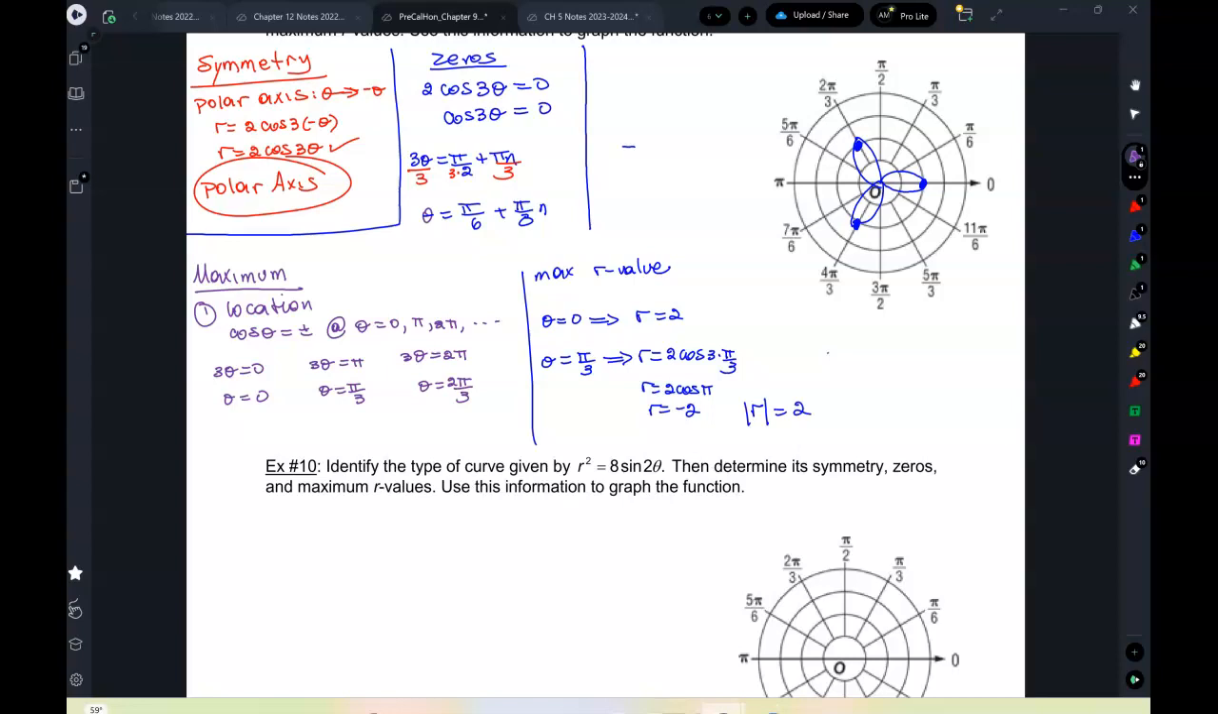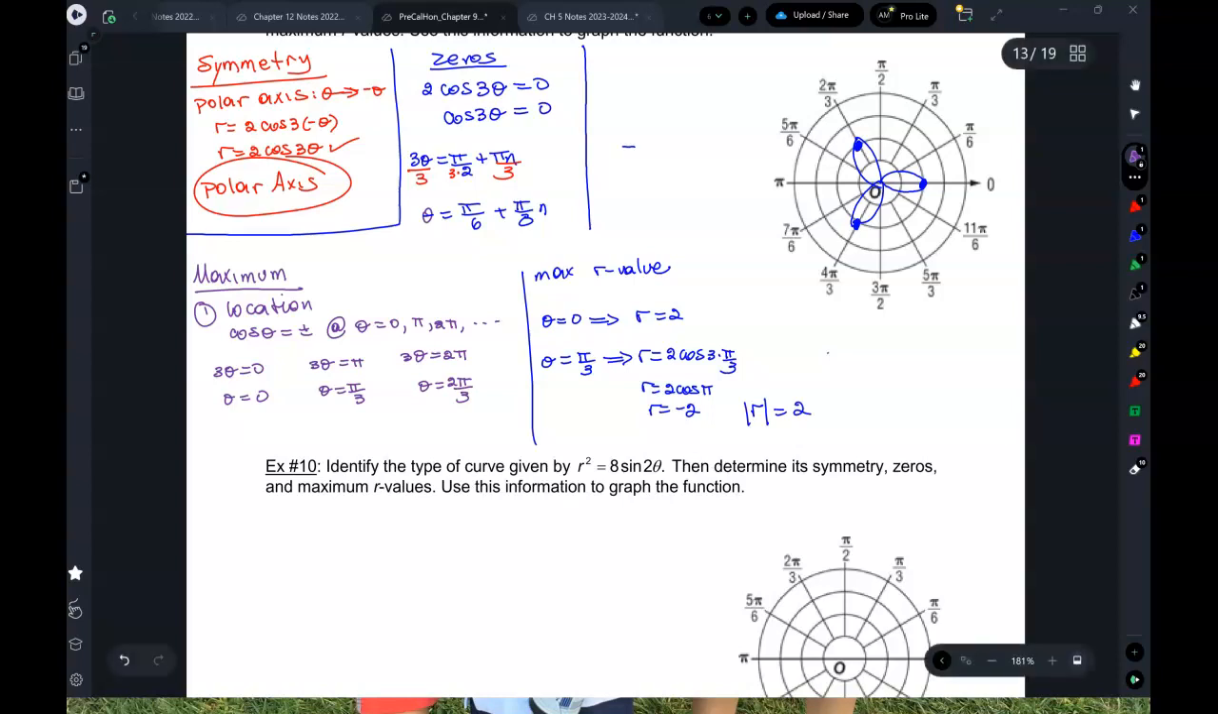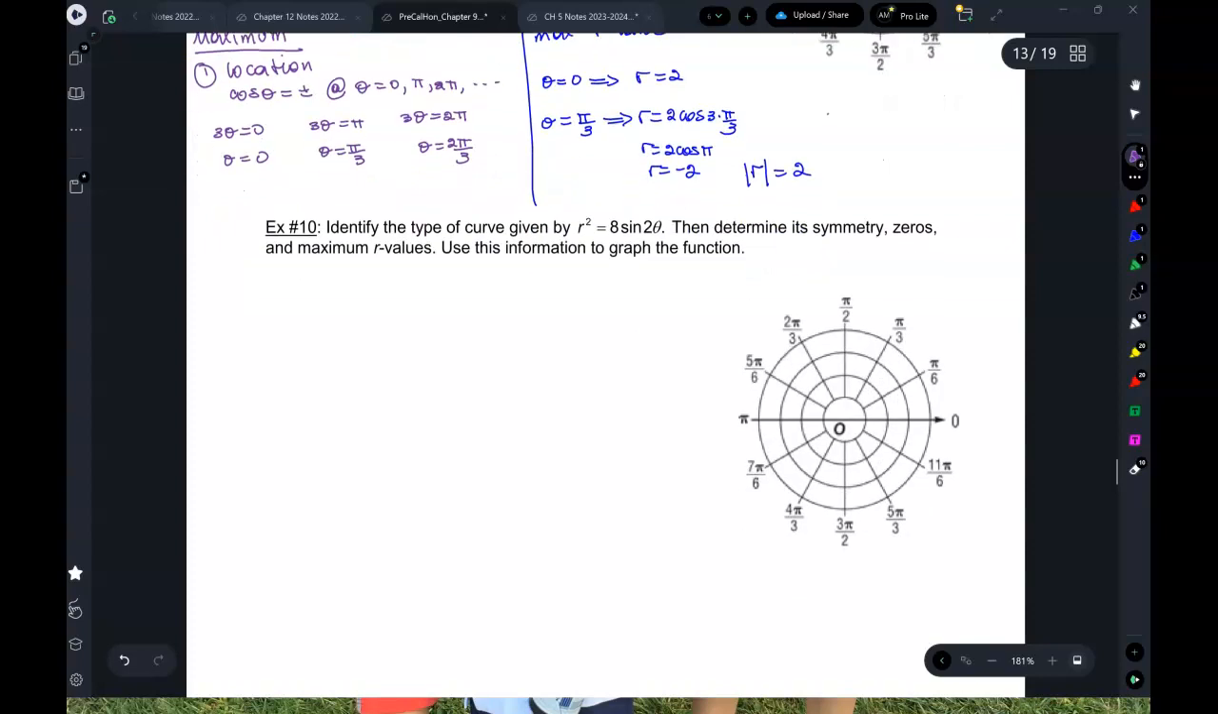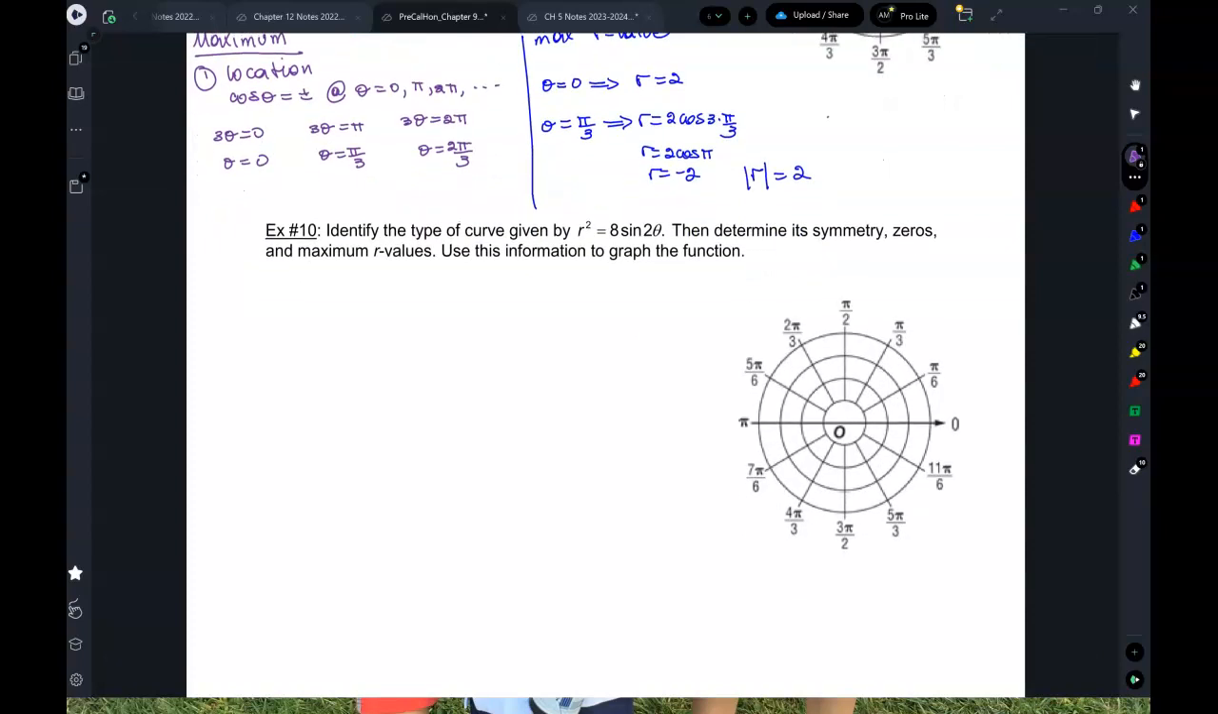So the plan for today is I'm going to finish this and then we can go over some homework problems as well. Okay? All right. So in example 10 here, we want to first find the type of curve. Then determine the symmetry, the zeros, the maximum r values, and so on and so forth.